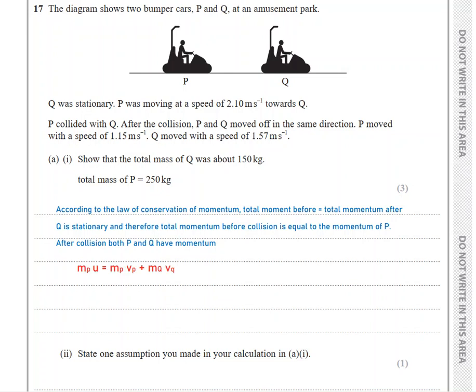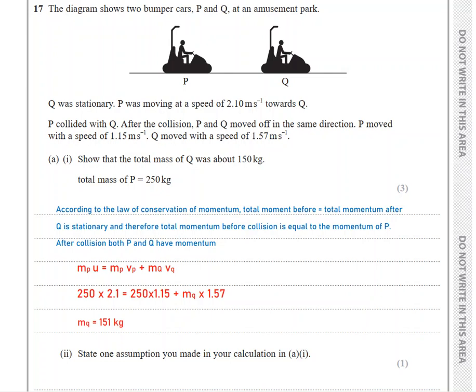So you put the values in this equation because, MPU, there is no other momentum before the collision other than P's. Put in the values in this equation and you get the mass of Q as 151. So this is a show that question. The value in the show that question is rounded off to 2SF, so you have to give your answer in 3SF.